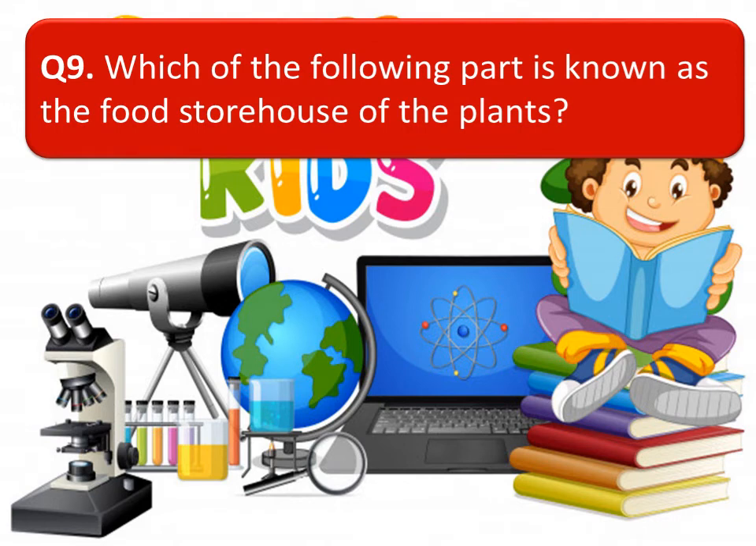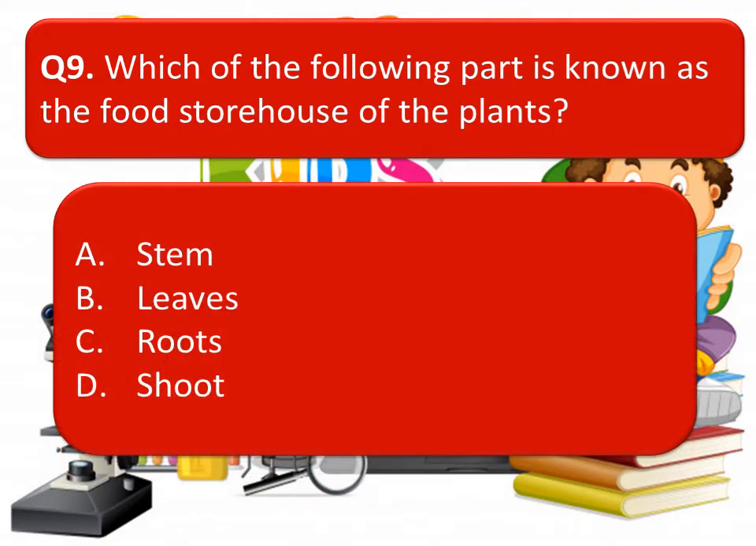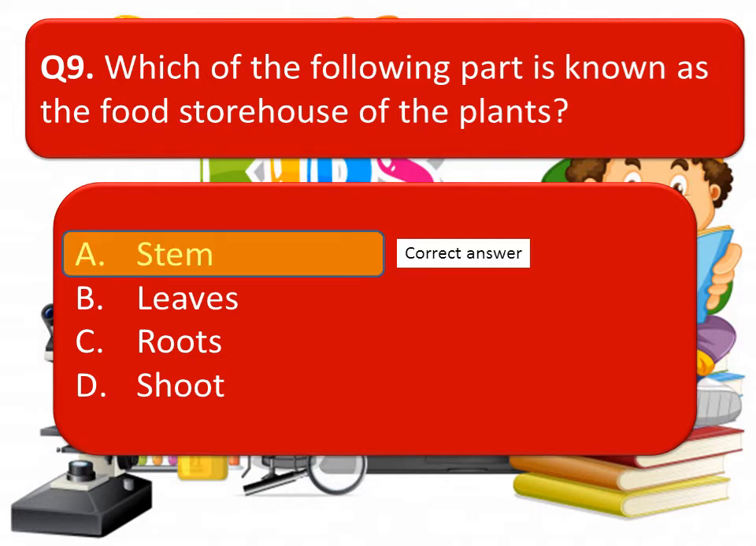Which of the following parts is known as the food storehouse of the plants? And the options are option A, stem, option B, leaves, option C, roots, or option D, shoot? And the correct answer is option A, stem.